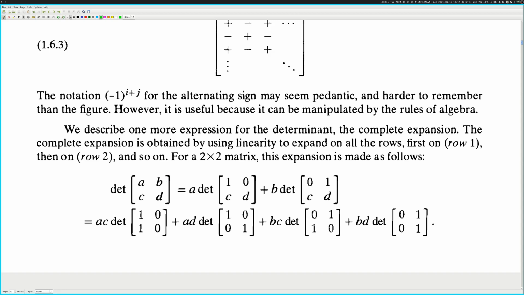Yeah, that's the same as the minors, isn't it? Yeah, it'll give you exactly the same thing. That's interesting.